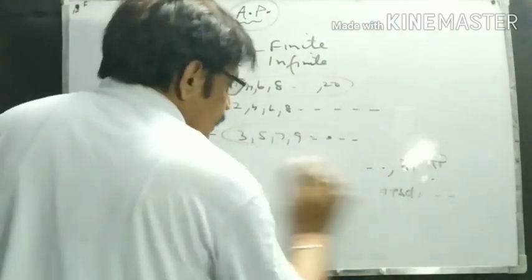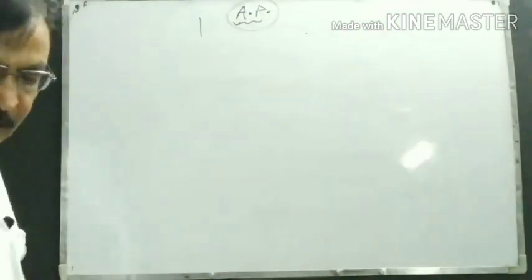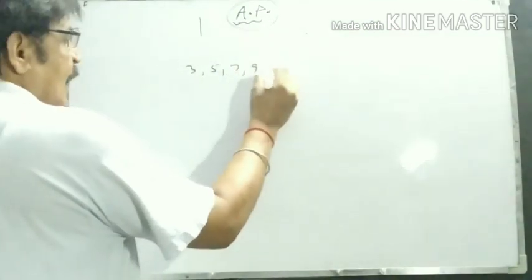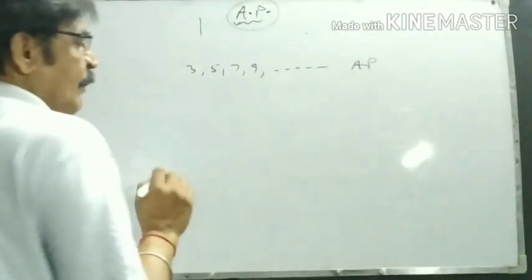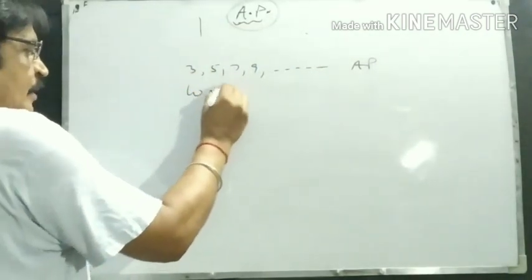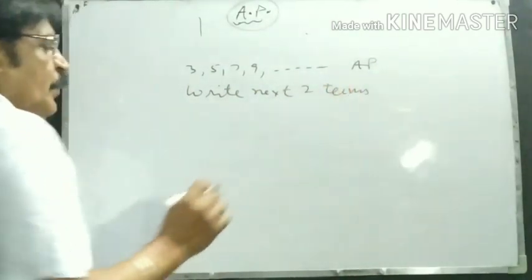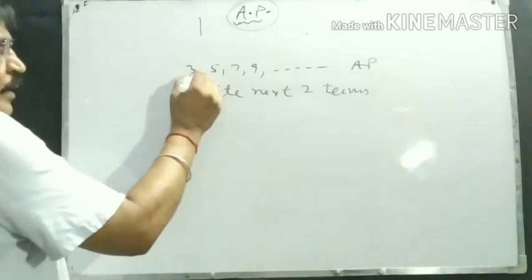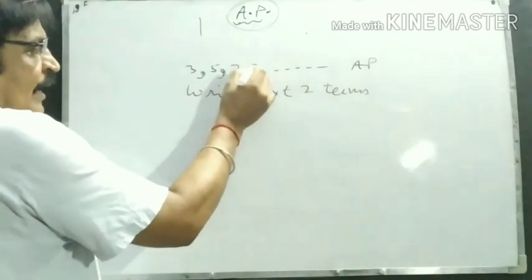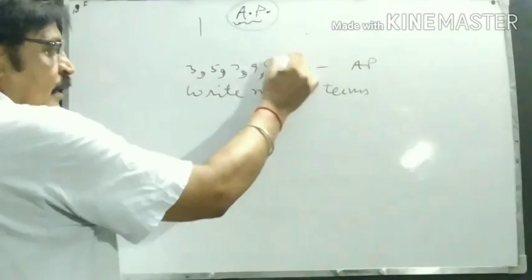I will take an example to elaborate how to find terms of an AP. For example, you are given a pattern 3, 5, 7, 9 and so on. This is an AP. The last term is not given, and you are supposed to write the next 2 terms. Very easily you can generalize this: 3 to 5, 5 to 7, 7 to 9, 9 to 11. That is the simplest way. 11, then comes 13.